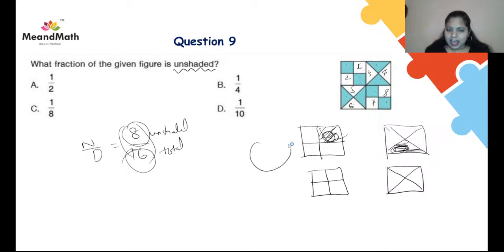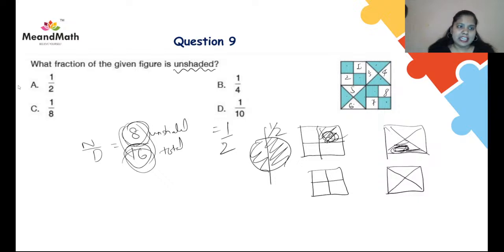So, what does half mean? 1 by 2 is how we represent half. We can see that 8 is half of 16, so 8 by 16 will become 1 by 2, right? So the correct option for this 1 by 2 is option A.